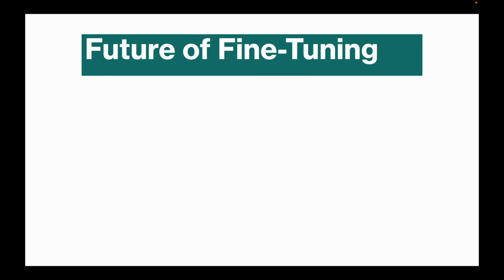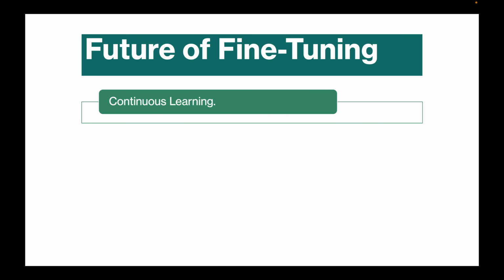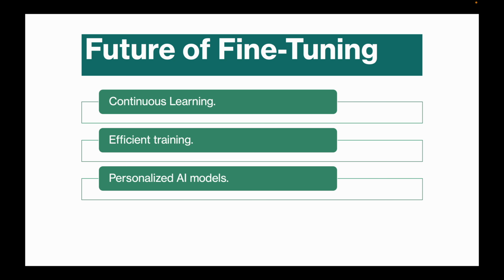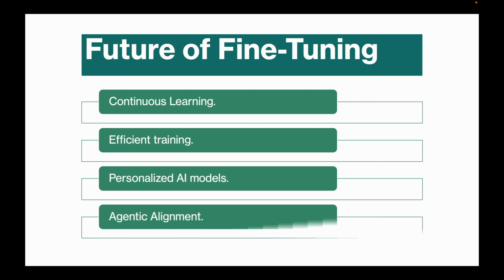Future of fine-tuning. Continuous learning. Fine-tuned models can update themselves continuously as they receive new feedback, making the model's performance better. Efficient training. Advances in hardware and algorithms may reduce cost, hence it can be cheaper and faster to train the models. Personalized AI models. Fine-tuned AI models may become more tailored to individual users. Agentic alignment. Fine-tuned models able to use external tools such as APIs and browsers autonomously.